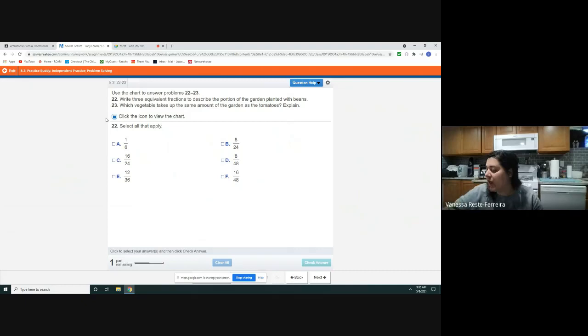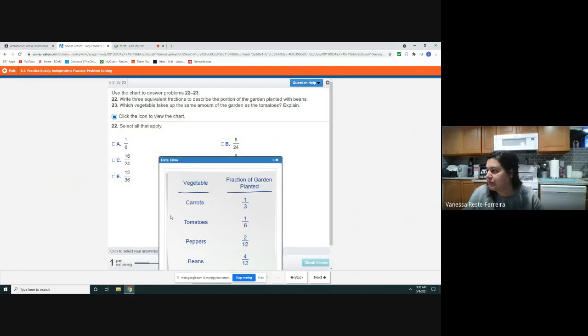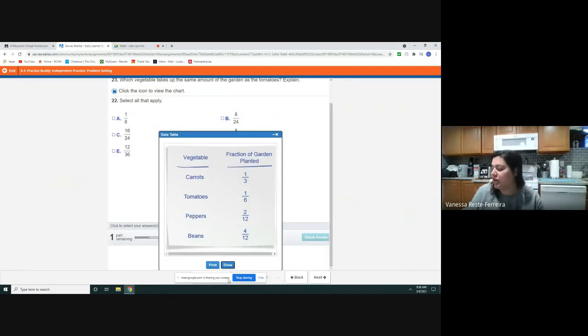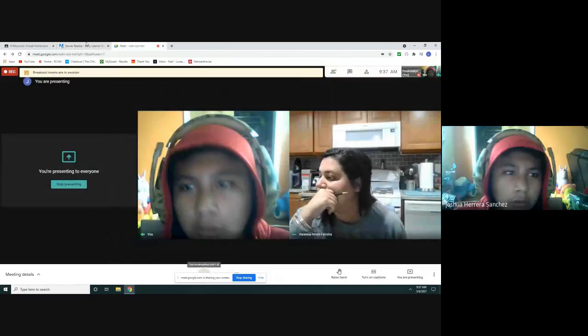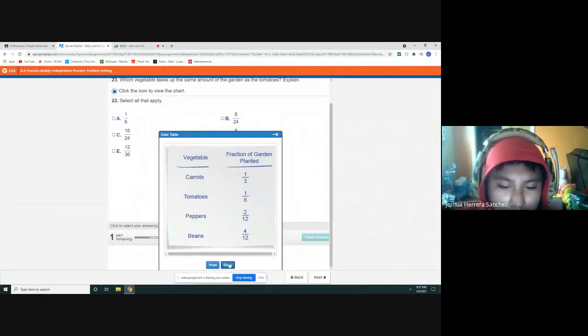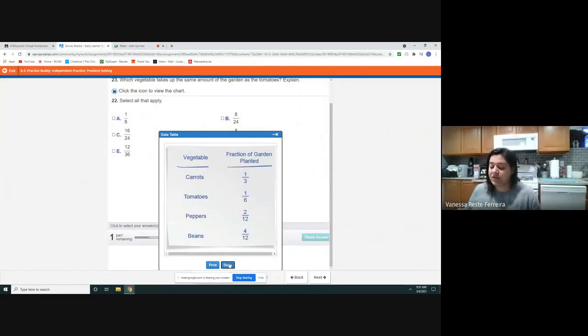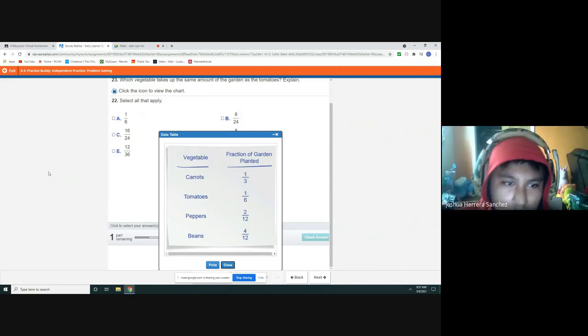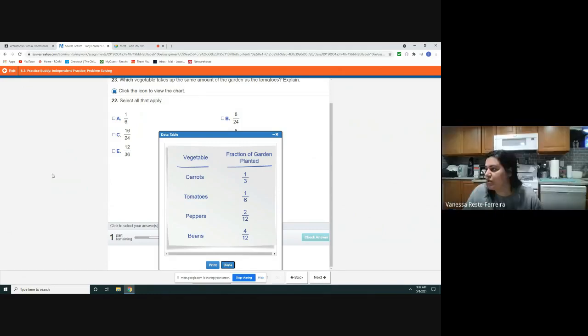So we are looking to know how many beans are in the garden. Where are we going to get that information? How much of the garden is planted with beans? 4/12. Okay, so that's the number we need to work with. How many equivalent fractions do we have to find? 3. Let's close the table and go back to the question, reread it.